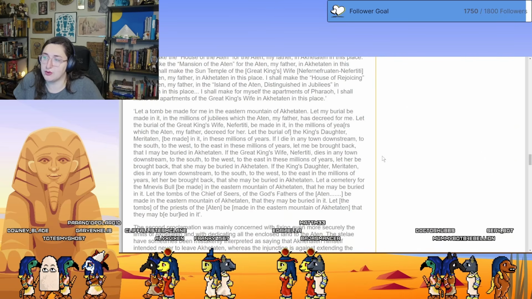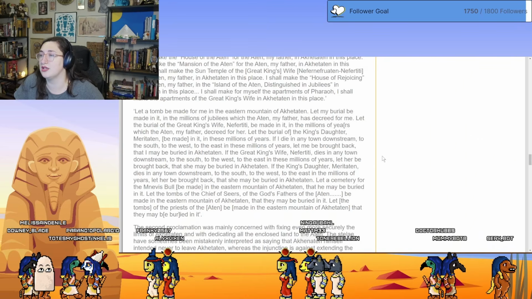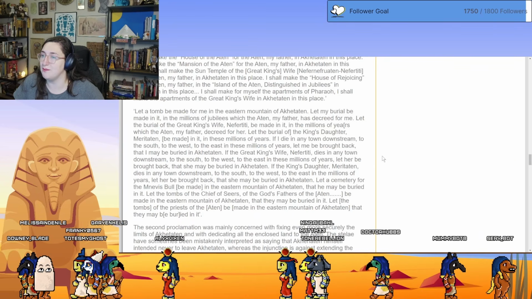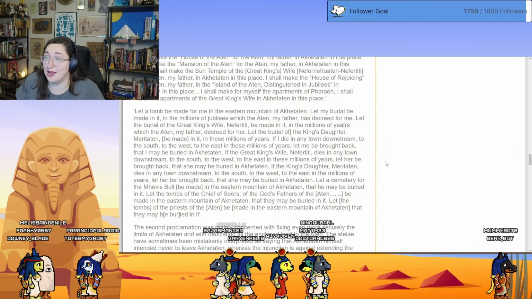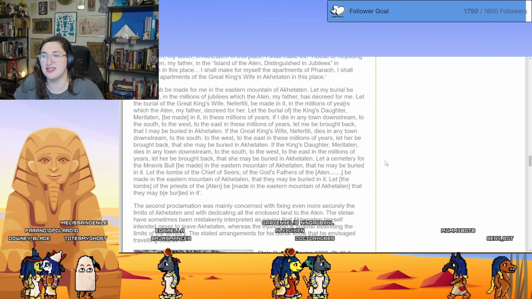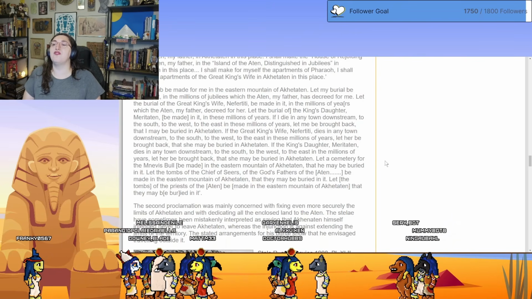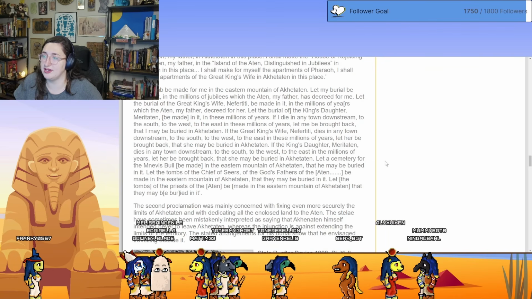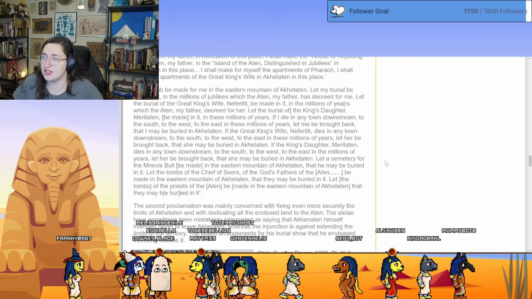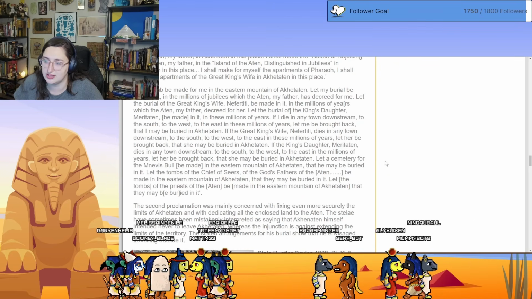If the great king's wife Nefertiti dies in any town downstream, to the south, to the west, to the east of these millions of years, let her be brought back, that she may be buried in Akhetaten. If the king's daughter Merit Aten dies in any town downstream, to the south, to the west, to the east in the millions of years, let her be brought back, so she may be buried in Akhetaten. Let a cemetery for the Mnevis bull be made in the eastern mountain of Akhetaten, that he may be buried in it. Let the tombs of the chiefs of seers, the god's fathers of the Aten, be made in the eastern mountain of Akhetaten, that they may be buried in it.